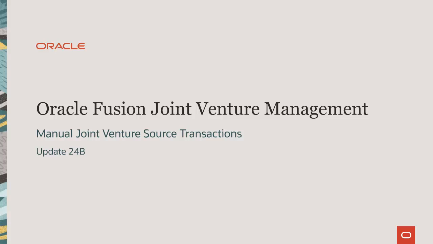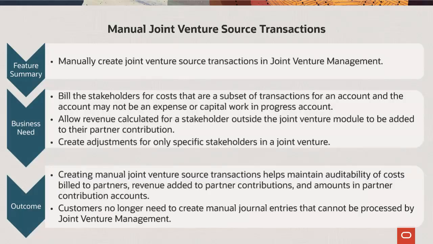Welcome to the demonstration for manual joint venture source transactions in Oracle Fusion Joint Venture Management. From Release 24B, you can create manual joint venture source transactions in Oracle Joint Venture Management to process joint venture costs and revenue that aren't recorded in Oracle Subledger Accounting or Oracle General Ledger.